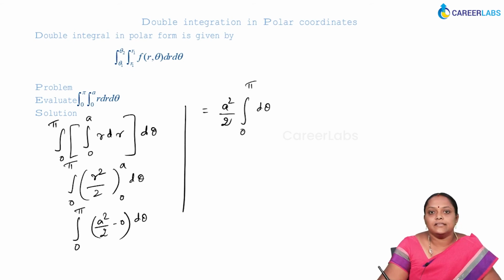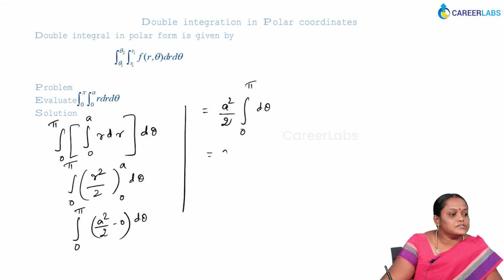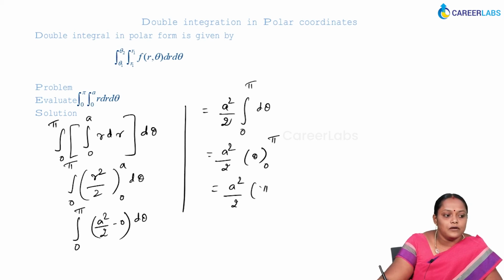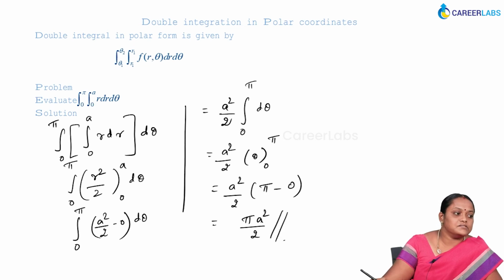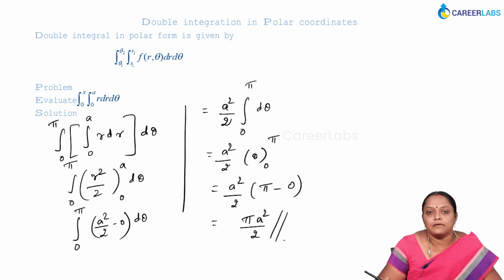So integral d theta is nothing but theta. So this is a square by 2 times theta over the limit 0 to pi. So let us apply the limits now. So this is a square by 2. When you apply the upper limit, it is pi, lower limit is 0. Therefore the final answer will be pi into a square divided by 2. So the answer for this problem is pi a square divided by 2.